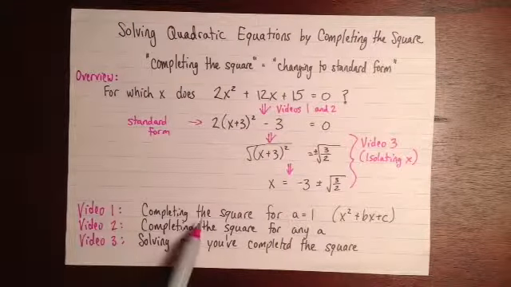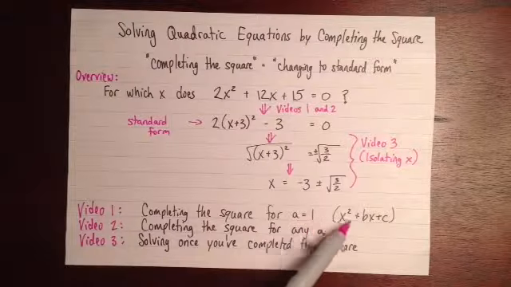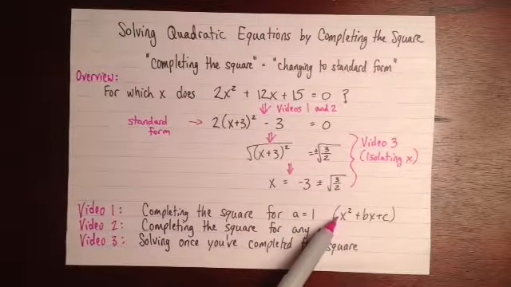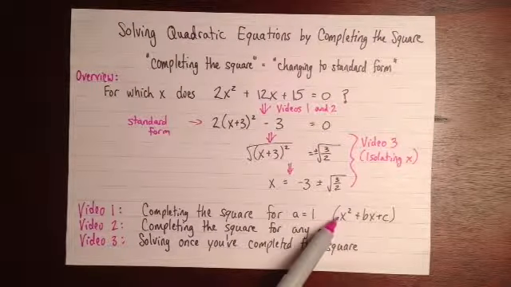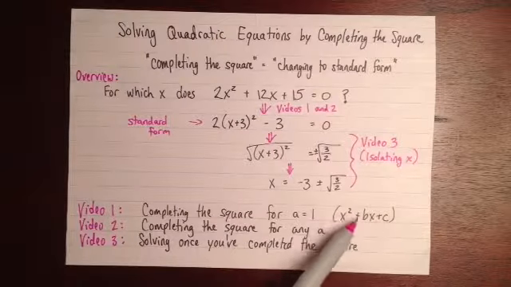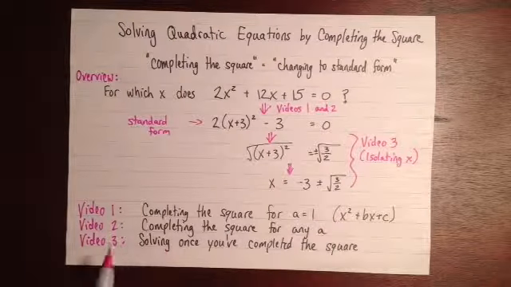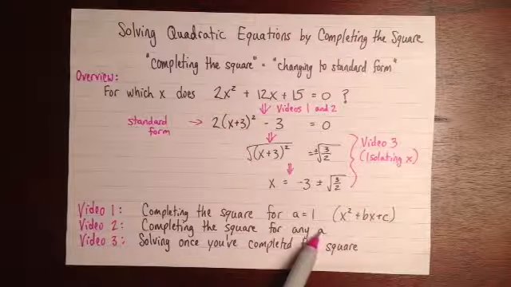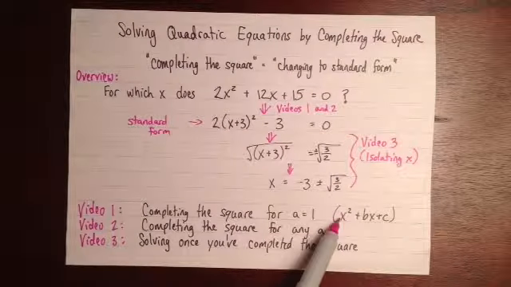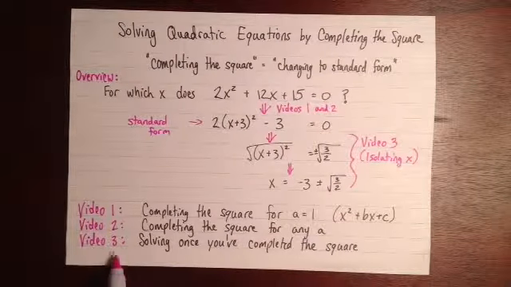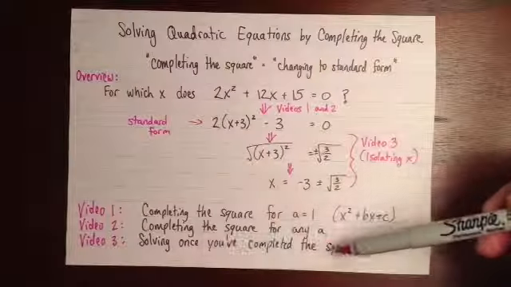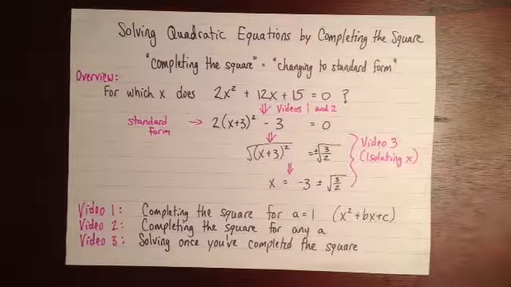So video 1 is completing the square if you've got a equals 1. It turns out it's trickier if you've got, say, 2x squared or something like that. But if you just have 1x squared, it's a little bit easier, so we'll do that one first. Video 2 is going to be if you've got any kind of a other than just 1. And then video 3 is these steps here, solving once you've completed the square. Okay, there's the overview.